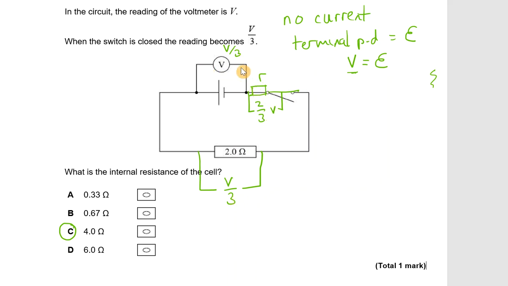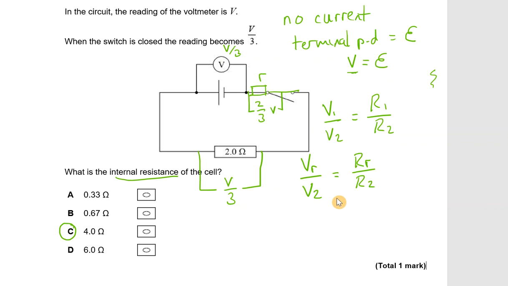So we've discovered a few things here now. What we're still trying to find is the internal resistance of the cell. Another thing I can say is that for any two components in series, the ratio of their potential differences is equal to the ratio of their resistances. So if I call this component 2 ohm, then the potential difference across the internal resistance over the potential difference across the 2 ohm resistor is going to equal the internal resistance over the resistance of the 2 ohm external resistor.